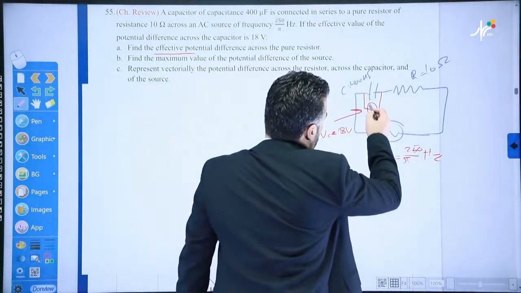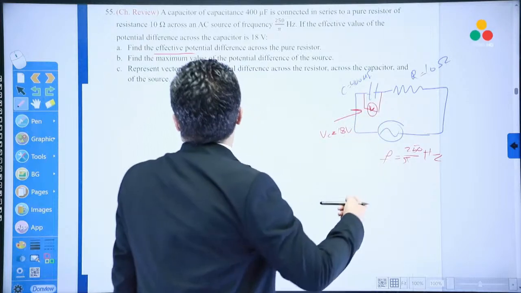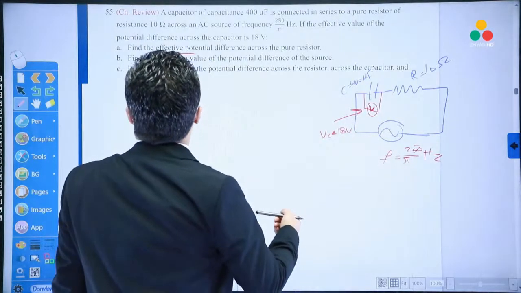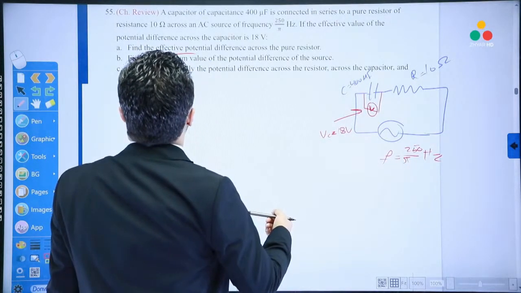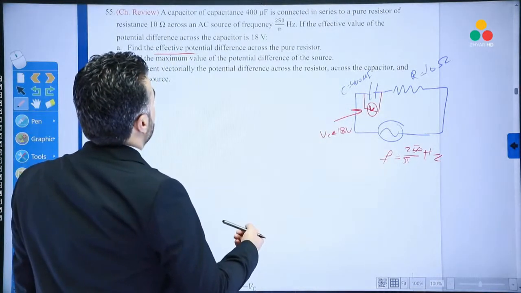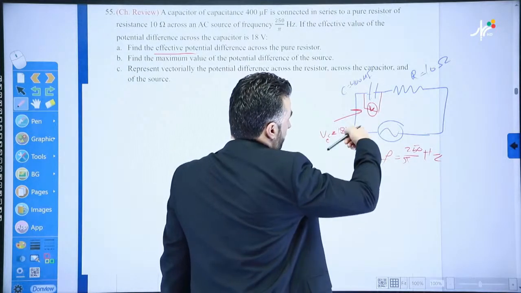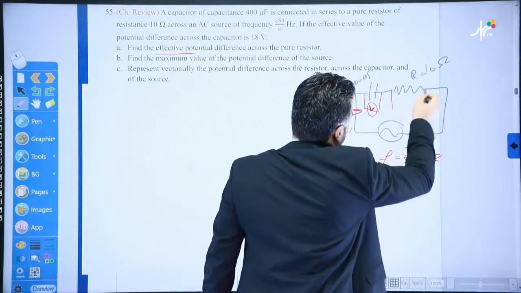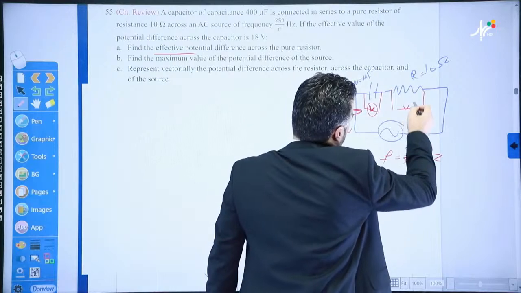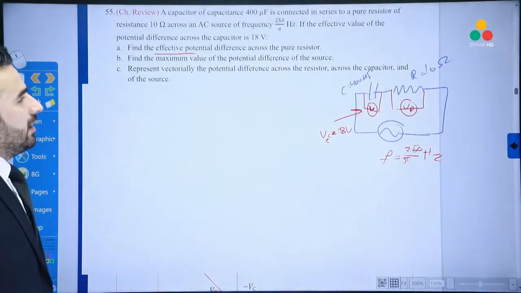So we have the effective value of, let me double check with this. It says the effective value of the potential difference. So find the VR here, the potential difference across the pure resistance.